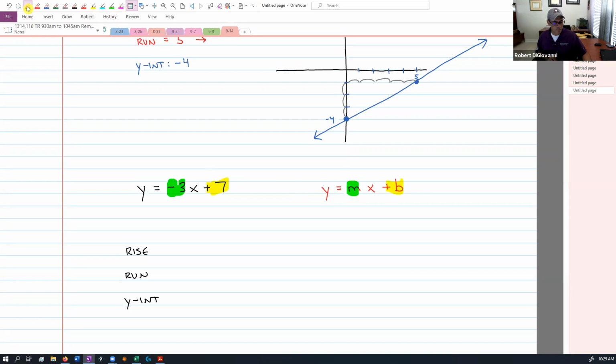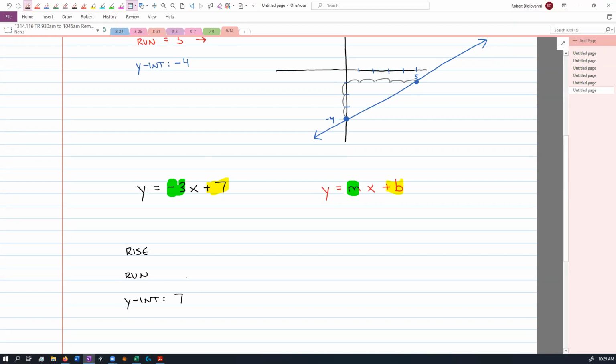Plus b. The y-intercept will always be that number there at the end. So what is our y-intercept? 7. Okay, that one should be the easy part. The rise and the run can be a little challenging sometimes.